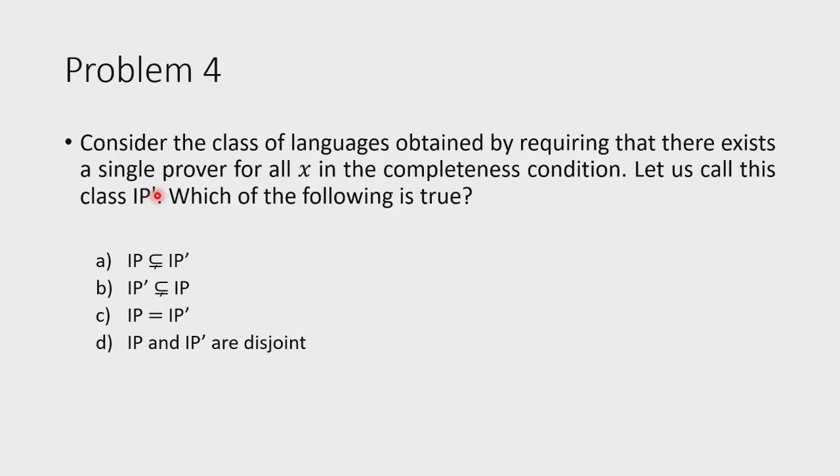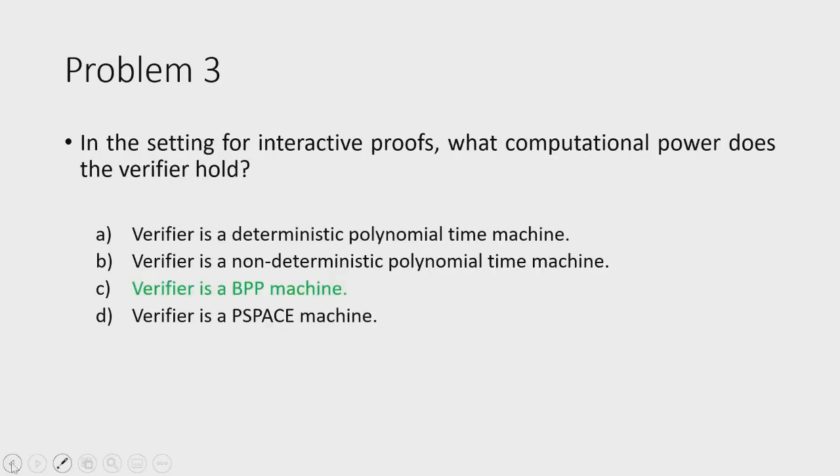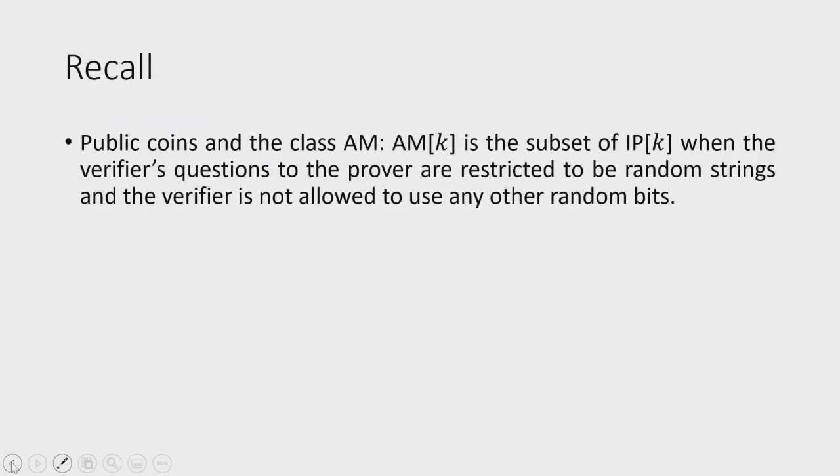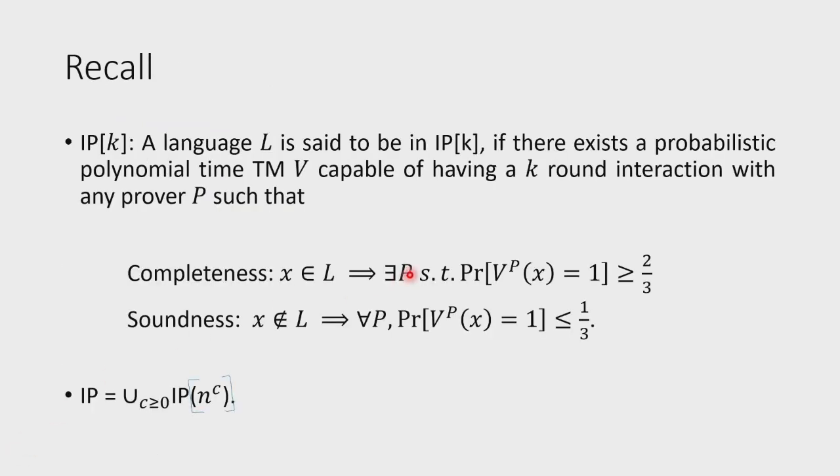Let me go to the very beginning. In the completeness condition, there exists a prover. What is the completeness condition? X in L implies that there exists a prover. However, these provers can be different for different strings X. What this question is saying is that there exists a common prover for all X.